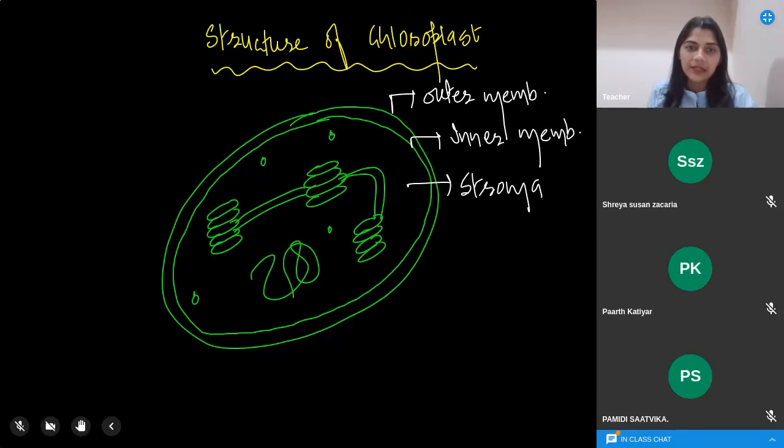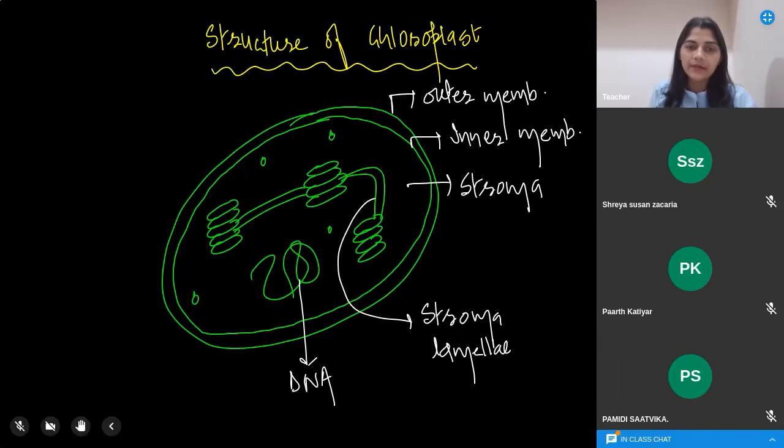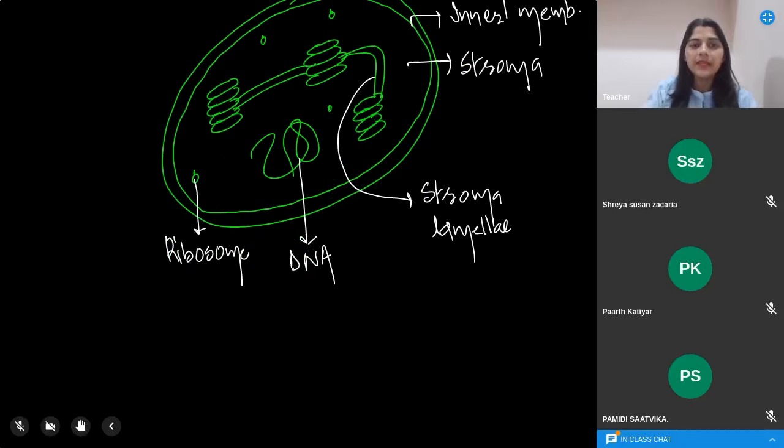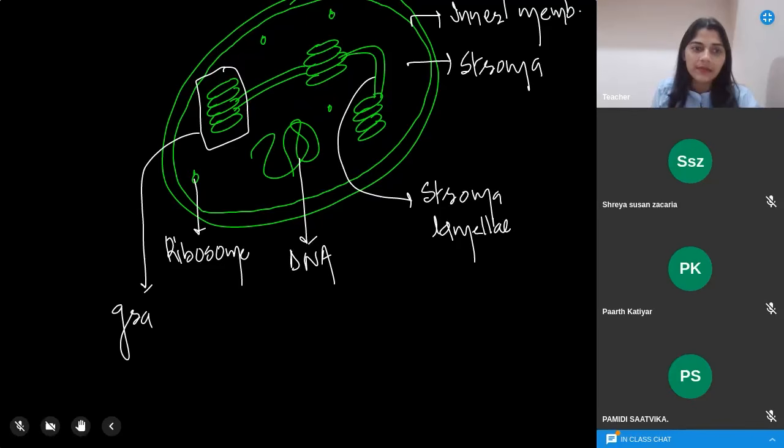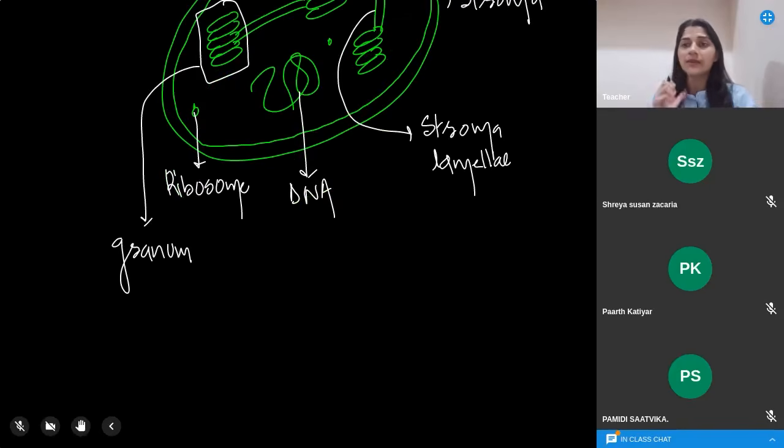Now this region is like lamellae, and it is present in the stroma, so it is called stroma lamellae. This is its genetic material. These dots are representing the ribosomes. And this region is the granum. Granum is singular and grana is plural.